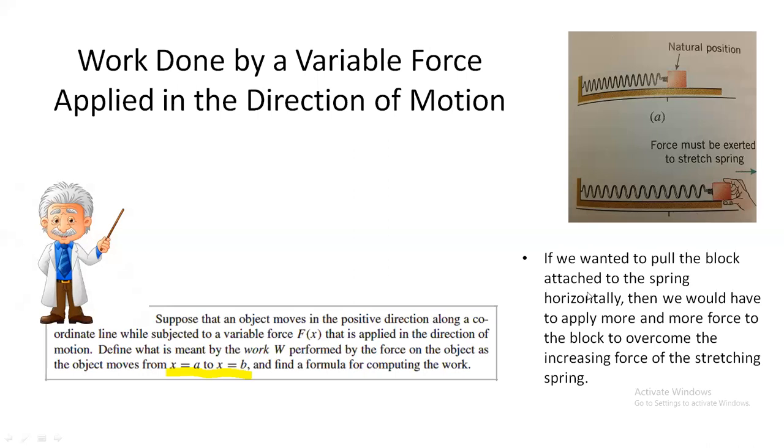So if you wanted to pull the block attached to the spring horizontally, then we would have to apply more and more force to the block to overcome the increasing force of the stretching spring. So the answer to my question is actually in here. The force that is being applied to keep the block moving is increasing. Now then, how will integral calculus help us set up the equation for us to be able to determine the work done in pulling an object, or let's say moving an object in the direction of the force, for a force that is not constant?